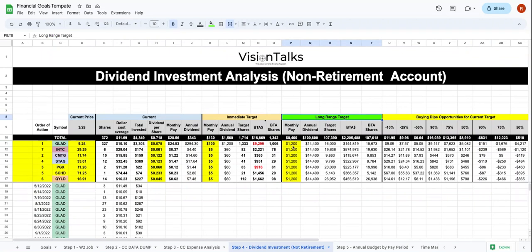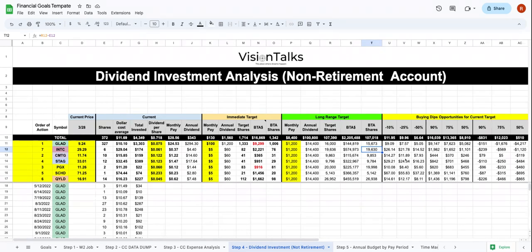Long range targets. This is saying, hey, I want to have $12,000 per month for each of these stocks. Annual dividend would come up to $100,000. And how many shares would I need overall to make that happen? So the balance to achieve that is 2.2 million. Number of shares 107,000. Again, you have to continue to watch and check on the dividends, see how much they're really paying out. So again, these numbers will fluctuate depending upon what type of stock or ETF you have.